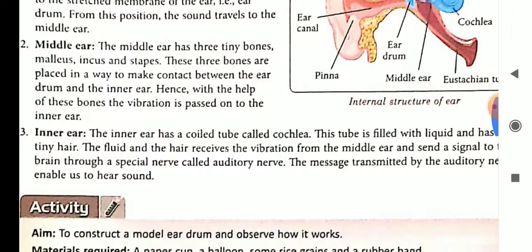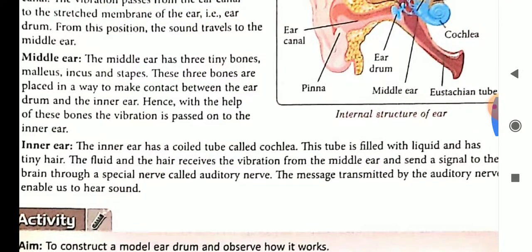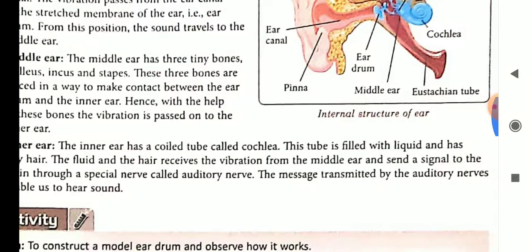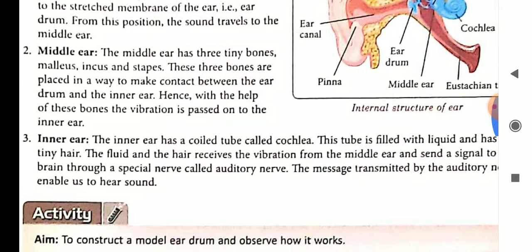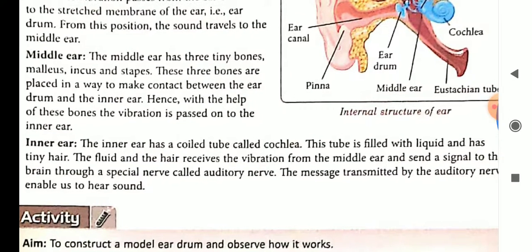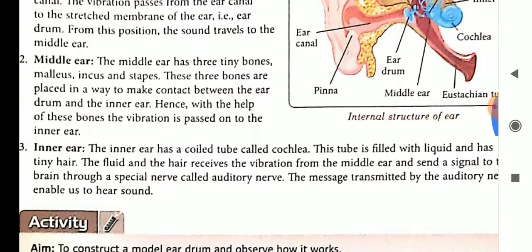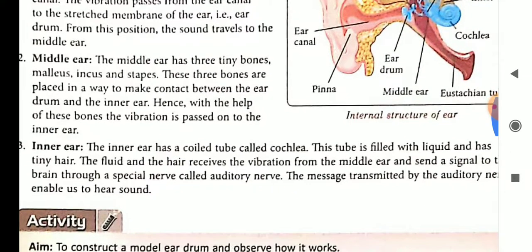The inner ear has a coiled tube called the cochlea, which is connected with the stapes. This tube is filled with liquid and has tiny hair. The fluid and the hair receive the vibration from the middle ear and send a signal to the brain through a special nerve called the auditory nerve. And the message transmitted by the auditory nerve to the brain makes us able to hear sound.